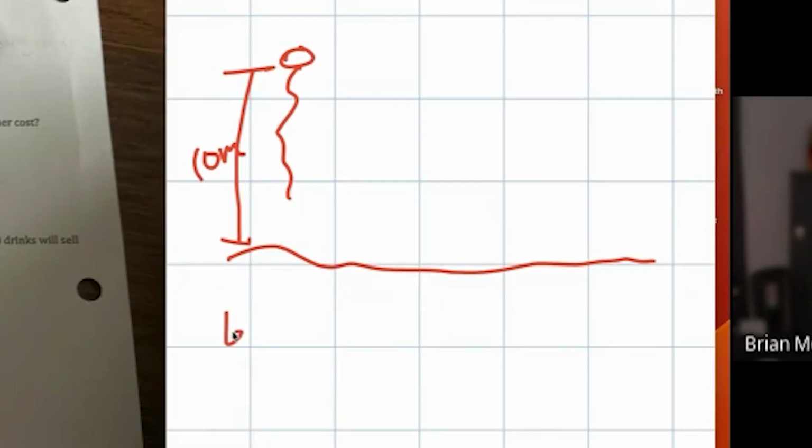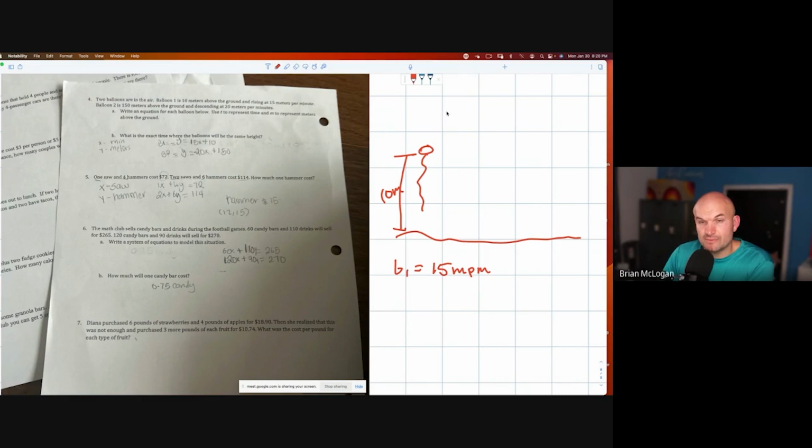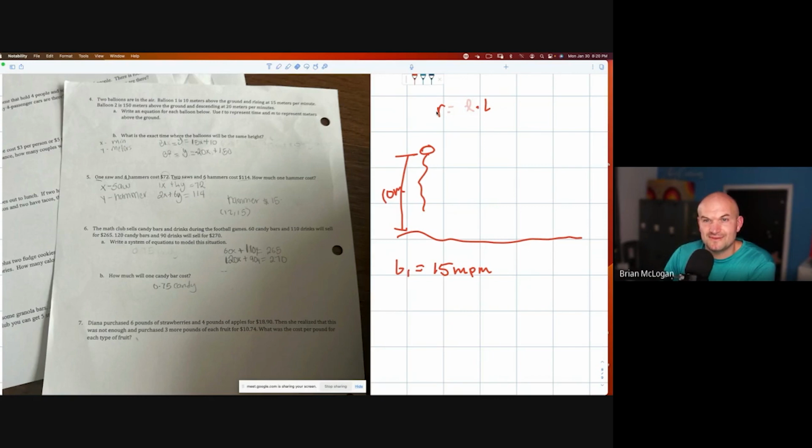So immediately what I'm going to do is just write B1, which I think they did. So B1, and I'm going to say that's a rate. So that's going to be 15 meters per minute. So that is a rate that they are working at. Now, one thing that's really important about rate, whenever you have a rate that is going to equal distance, distance d equals r times t. Sorry, distance equals rate times time. I might get myself confused.